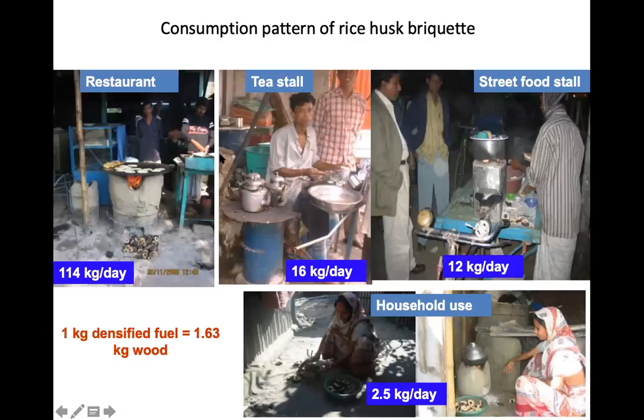Briquette consumption: briquettes are mostly used in different restaurants, tea stalls, and street food stalls. It is an alternative to wood fuel. Households also can use briquette for cooking. 1 kg of densified fuel is equal to 1.63 kg of wood. That means it is more efficient, almost 1.6 times more efficient than wood.